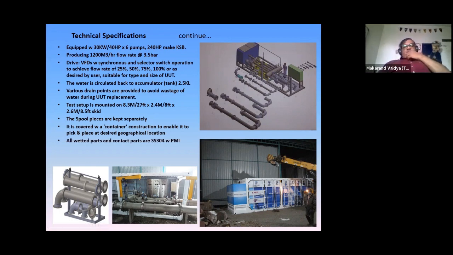All wetted parts and contact parts are SS304. It was PMI, meaning it was verified by the user. And the container and the racks were of MS. Total weight of the SS fabrication was 10 ton, and total weight of MS was 5 ton. It was a massive monster.